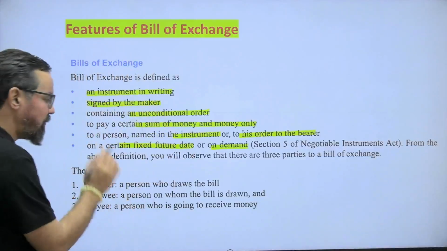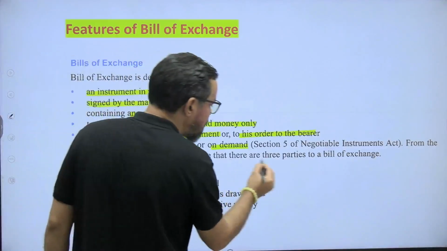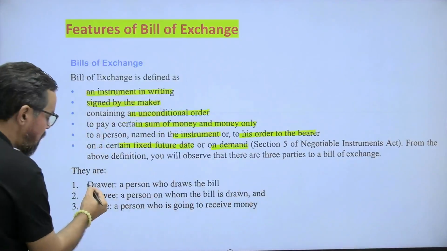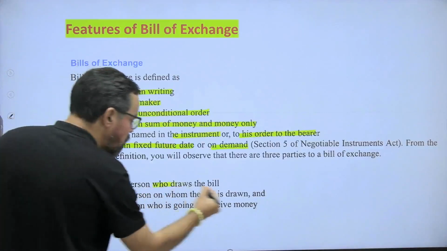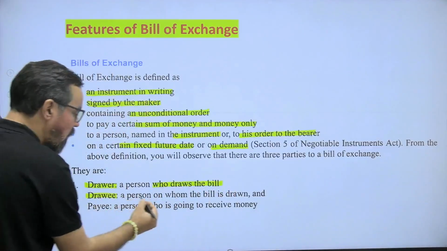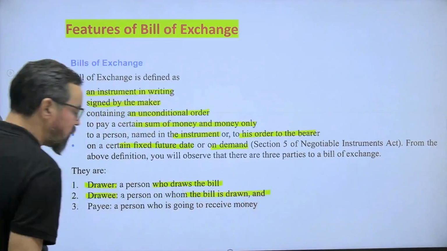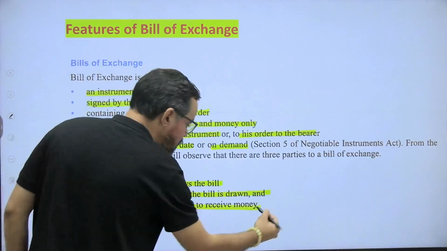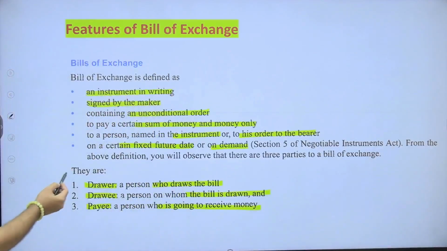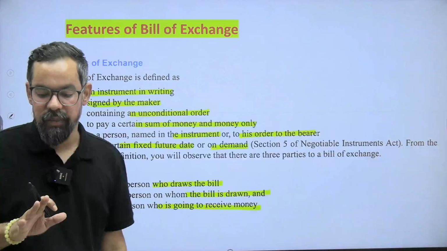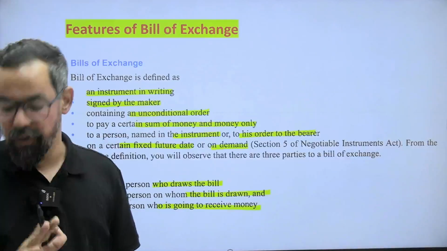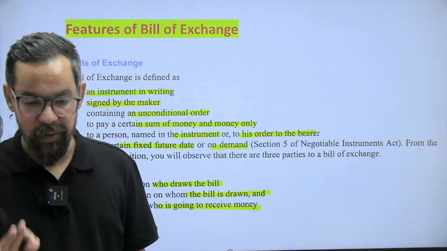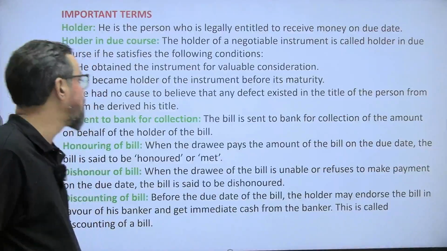From the above definition, you will observe the three parties, which are drawer, a person who draws the bill; drawee, a person to whom the bill is drawn, the debtor; and payee, a person who is going to receive. Most of the time your drawer or payee are similar, or they can be different also, right? So these are the features of bill of exchange, which you have to take care of. I hope this is clear to everyone, guys, okay.